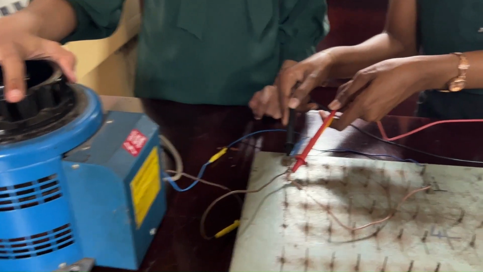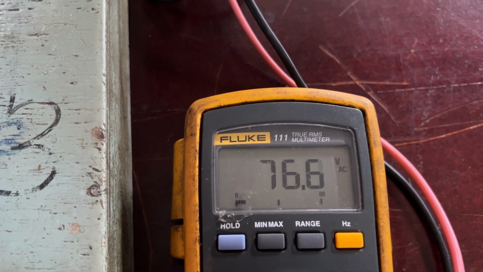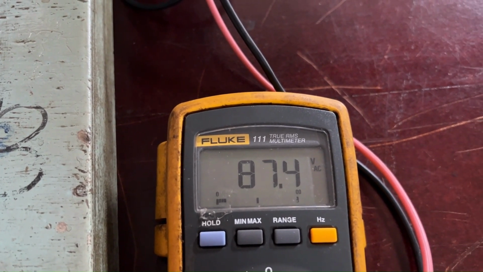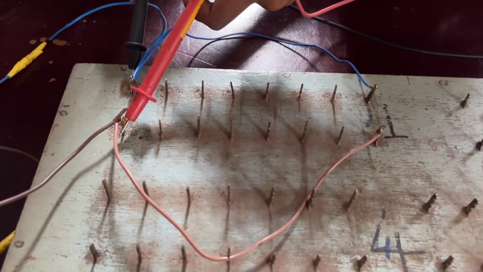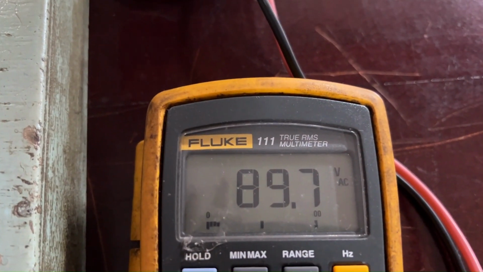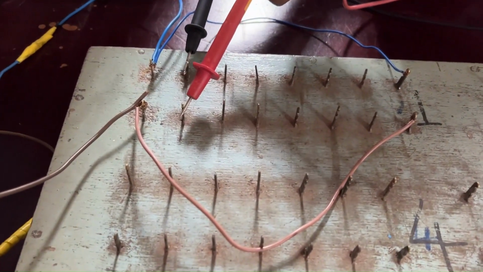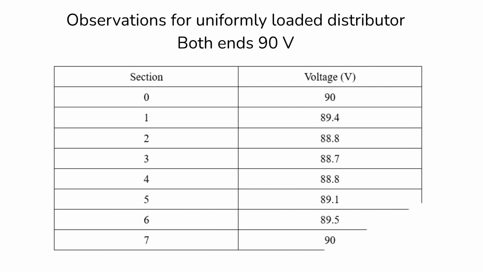Adjust the voltage at both ends to 90 volts using variac and digital voltmeter. Measure the voltage at each section and note down the reading. Here are some sample observations for uniformly loaded distributor, both ends 90 volts condition.